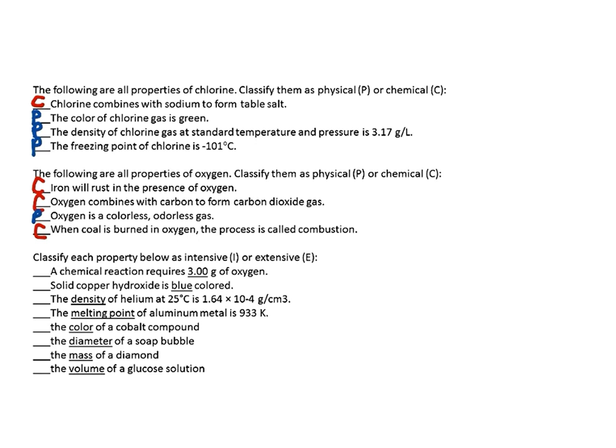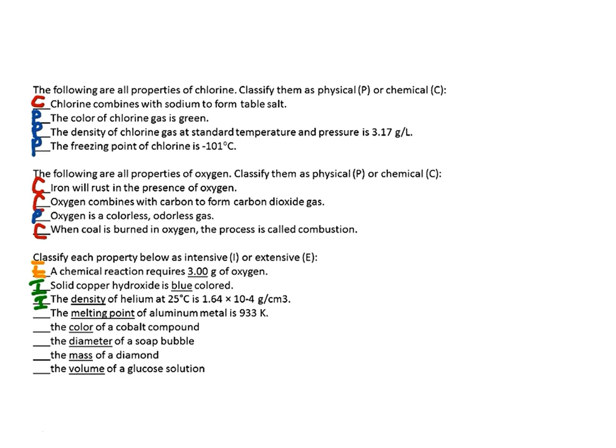The first one, a chemical reaction requires 3 grams of oxygen. 3 grams, that is an extensive property because the mass will go up as the quantity goes up, right? If you double the quantity of oxygen, it's going to weigh 6 grams. Solid copper hydroxide is blue. That is an intensive property. It'll still be blue regardless of how much you have. The density of helium is 1.64 times 10 to the minus 4 grams per cubic centimeter. That is an intensive property because if you had a larger volume of helium, it would still have the same density, right? It would have a different mass though.